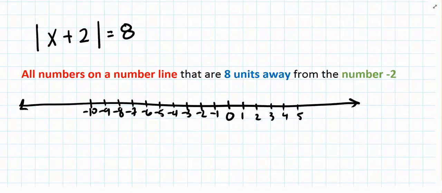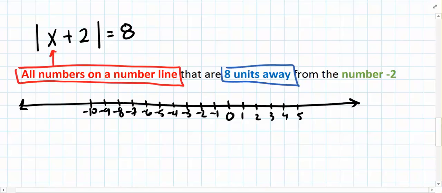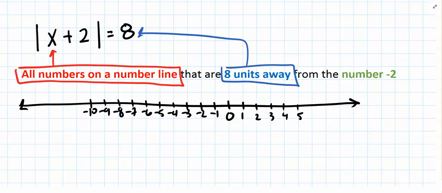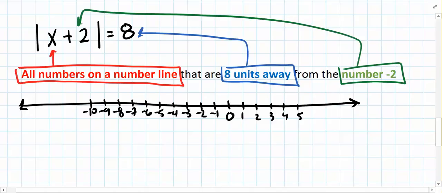All numbers on the number line that are 8 units away from the number negative 2. Again, all numbers on the number line represent the variable x. 8 units away represent what it's equal to. The number 2, negative 2, excuse me, represents the number inside the absolute value. So let's visualize what the statement actually says.